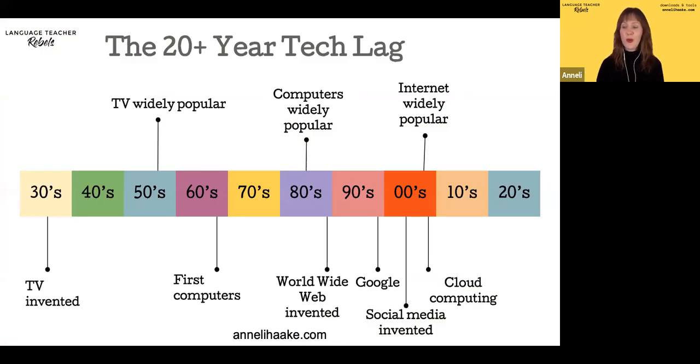And also, we haven't actually seen the full effects of the digital revolution yet. And that is because there's usually a 20 to 30-year time lag on technological innovations. So it usually takes between 20 and 30 years from when something is invented to when it becomes widely popular.